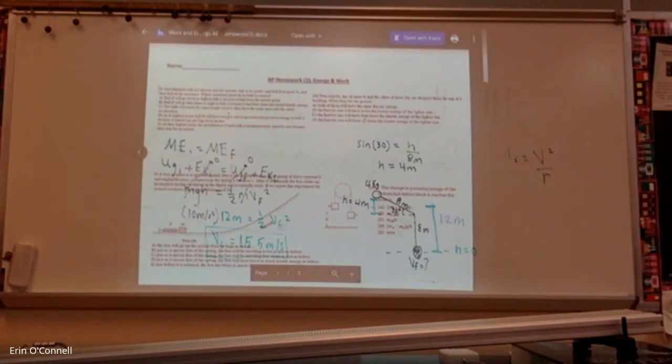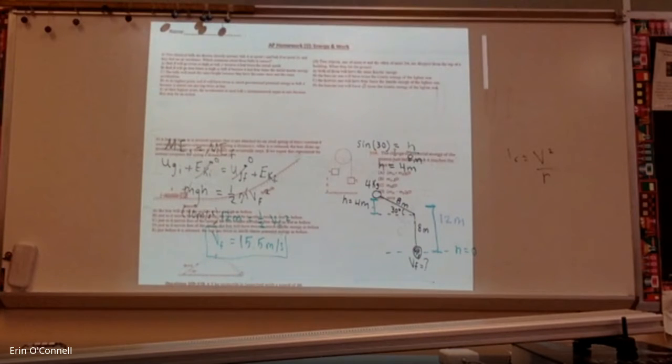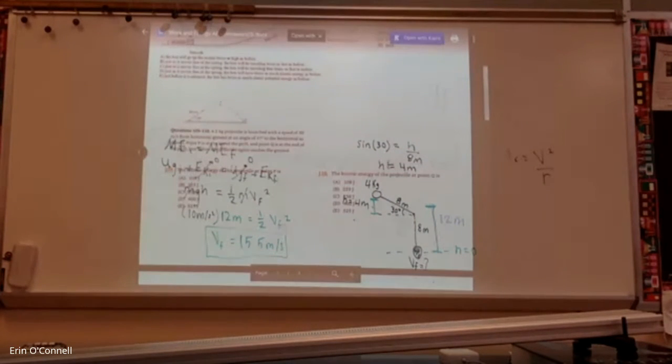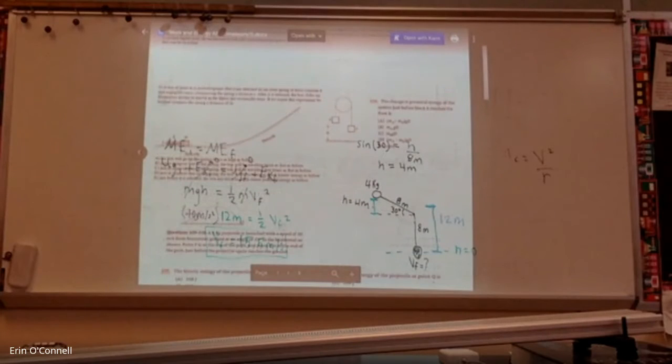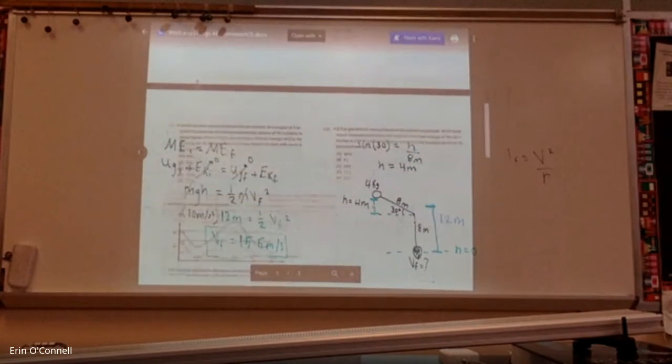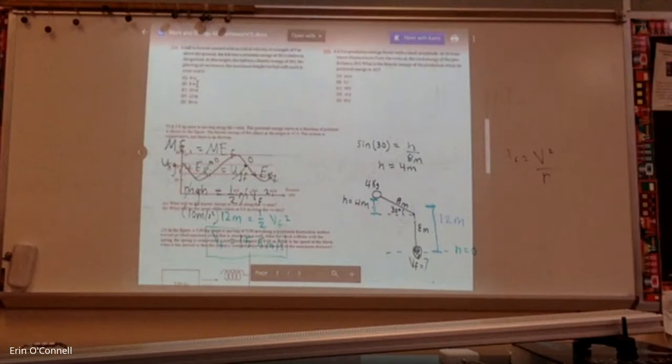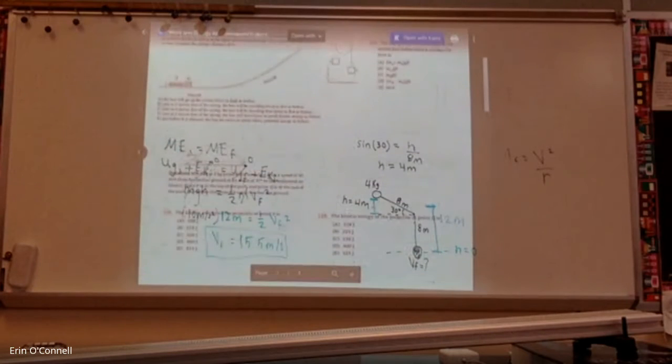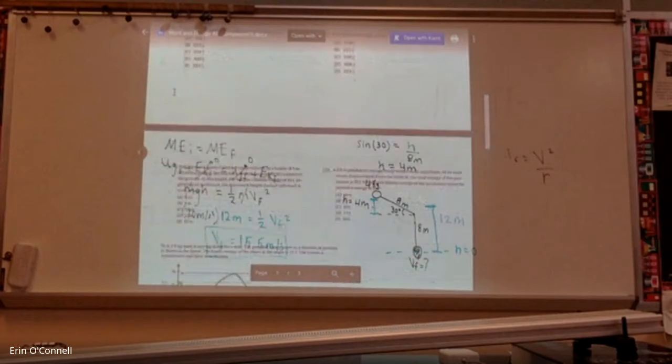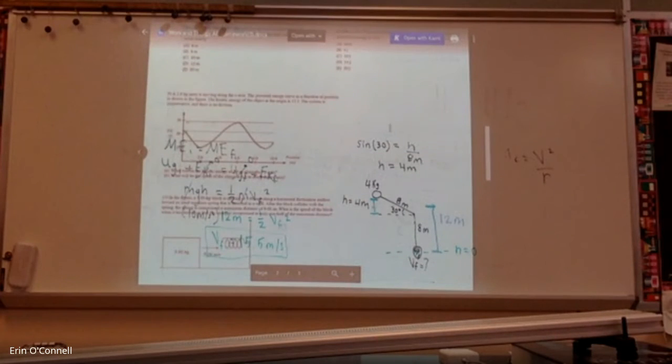So 4 is the first problem, 10 is the second problem. You're going to skip 6. You can do 104, 109, 110. So basically you can do the whole first page except for number 6. On the second page, you can do 115, 129, and 9. So basically, you can do the first page, except for number 6, and stop after 9 on the second page.